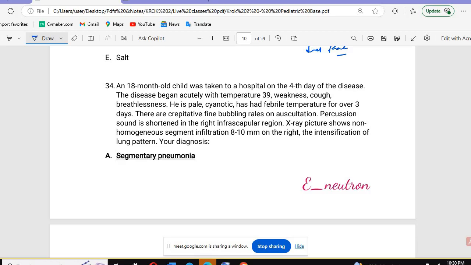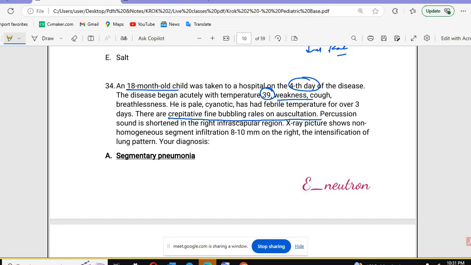Question number 34: an 18-month-old child is hospitalized on the 4th day of the disease. The disease began acutely with a temperature of 39 degrees Celsius. There is weakness, cough, breathlessness and cyanosis, with fever for over 3 days. There are crepitant fine bubbling rales on auscultation. The percussion sound is shortened, and there is a diminished sound in the right interscapular region.